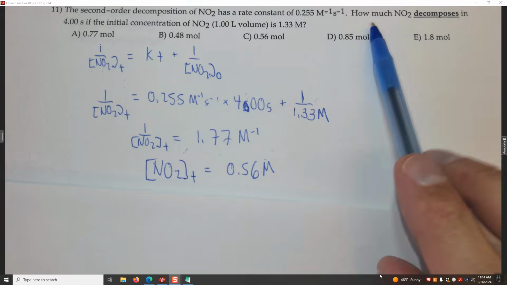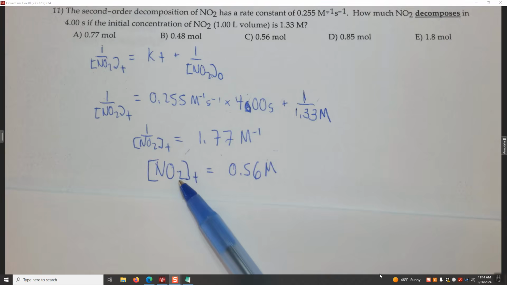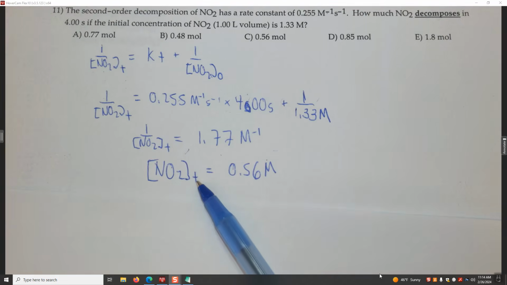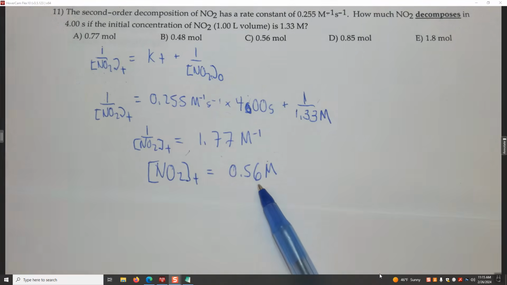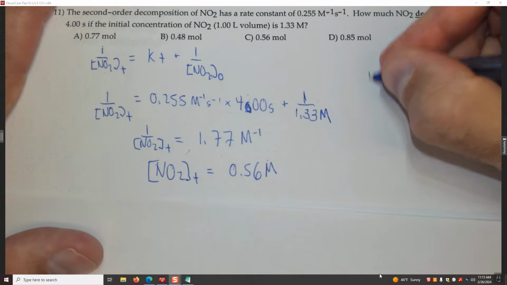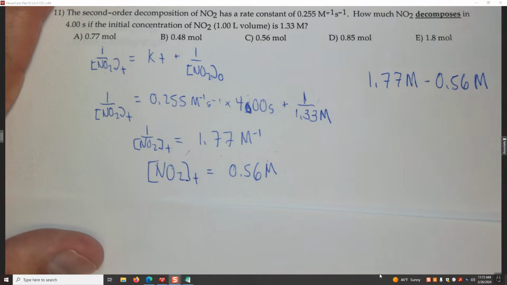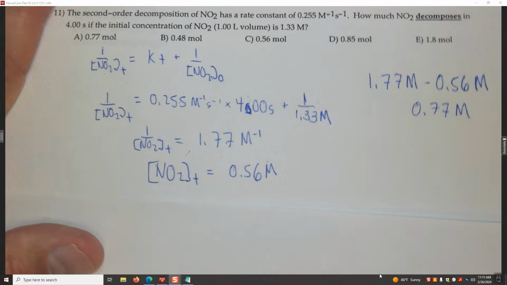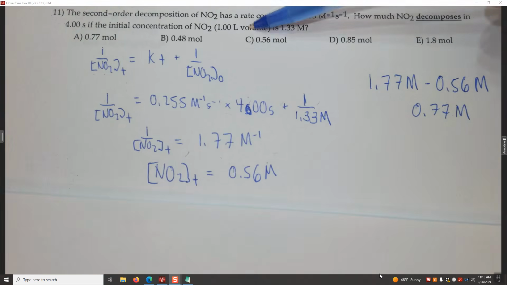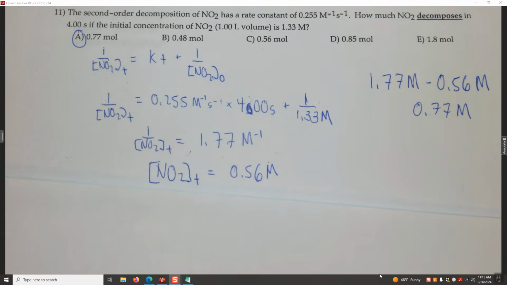Why? It asks for how much NO2 decomposes. This is the current concentration of NO2 after some time, specifically after the 4.00 seconds. So this is what's left, not how much decomposed. If you want to find how much decomposed, you need to take the 1.77 molar and subtract the 0.56 molar. And when you do that, you find that 0.77 molar is gone. Or for every liter, in this case 1 liter, 0.77 moles have disappeared.